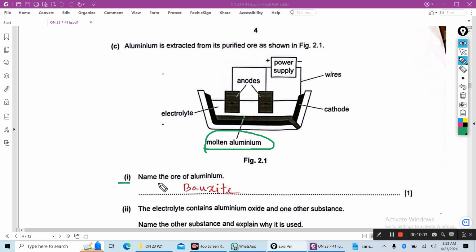Number 1, name the ore of aluminum. You know, the aluminum ore name is bauxite. Aluminum is extracted from its ore, bauxite.